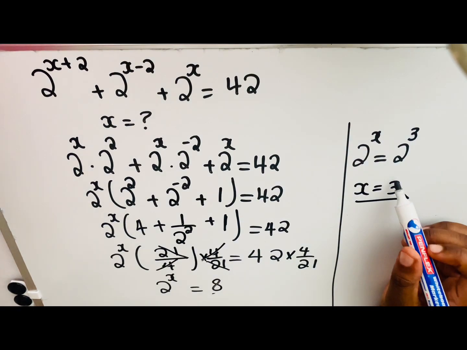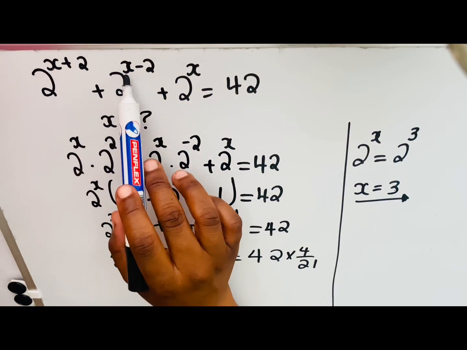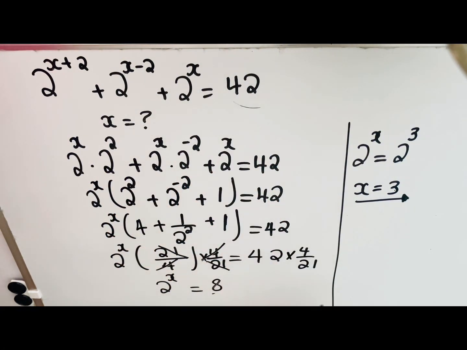Now this is the value of x. If you take this 3 back into the equation, wherever there is x, you will get the value of 42. So it means x equals 3 is a perfect value for this equation.